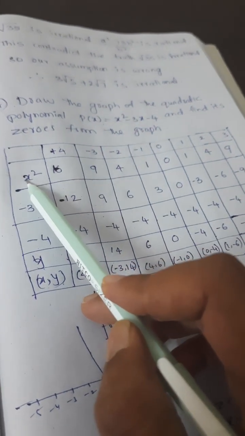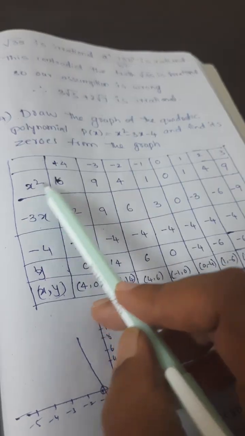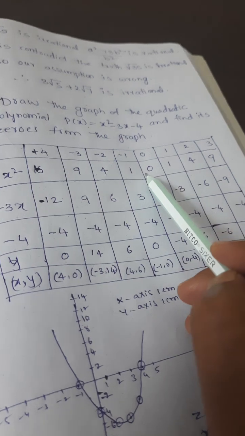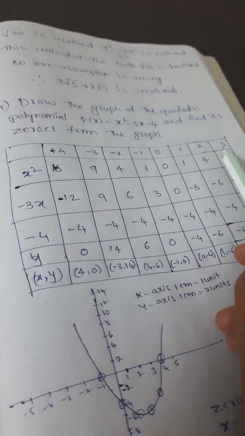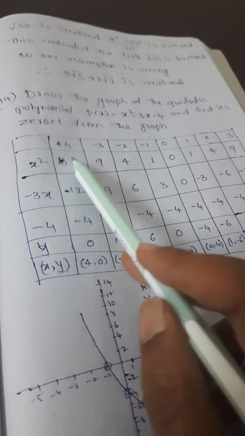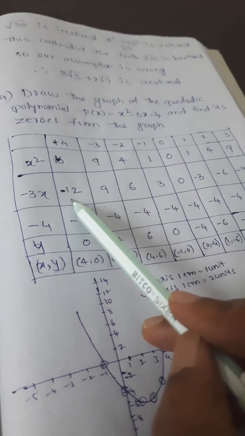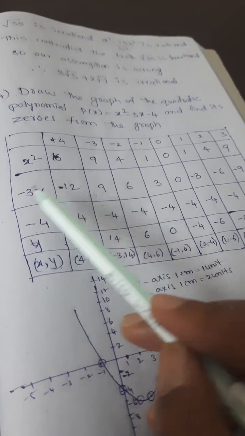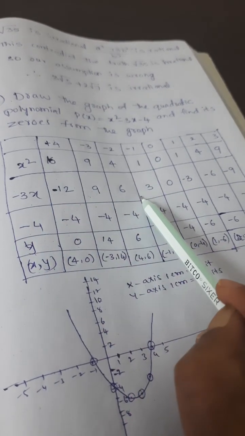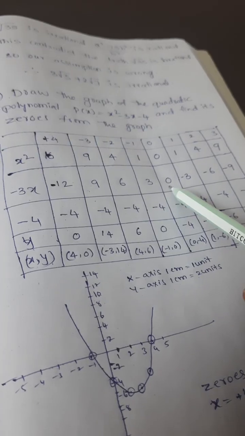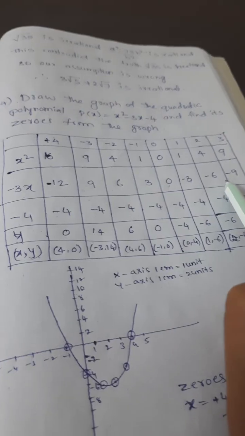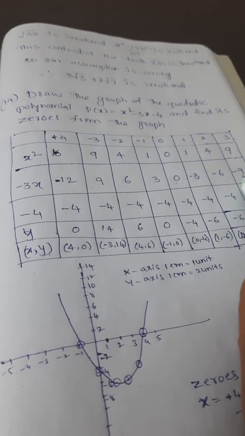So here x square: 4 square is 16, minus 3 square is 9, minus 2 square is 4, minus 1 square is 1, 0 square is 0, 1 square is 1, 2 square is 4, 3 square is 9. Minus 3x: minus 3 into 4, 3 fours are 12, minus 12, minus into plus is minus, minus into minus is plus. 3 threes are 9, 3 twos are 6, minus 3 into minus 1 is 3, minus 3 into 0 is 0, minus 3 into plus 1 is minus 3, minus 3 into 2 is minus 6, minus 3 into 3 is minus 9.